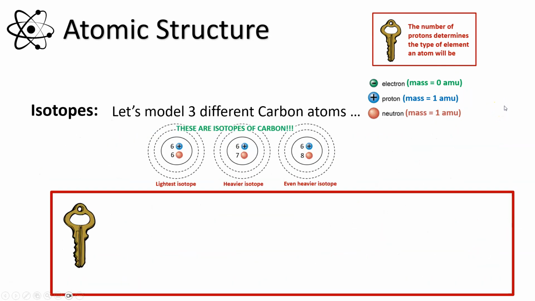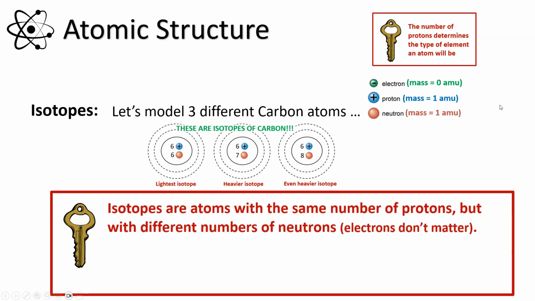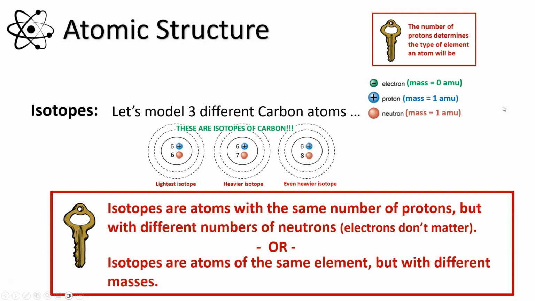So let's close this up with a definition of isotopes and what they are. Isotopes are atoms with the same number of protons, but different numbers of neutrons because the electrons don't matter. You could also define this a different way. You could say that isotopes are atoms of the same element, but with different masses. These are like 2 definitions that essentially say the same thing different ways.